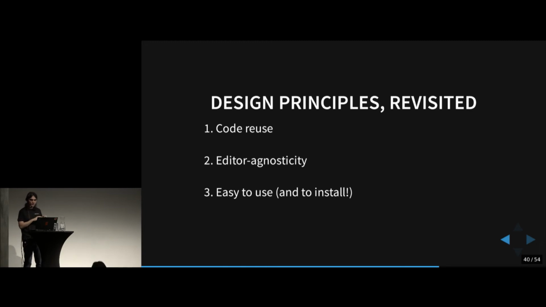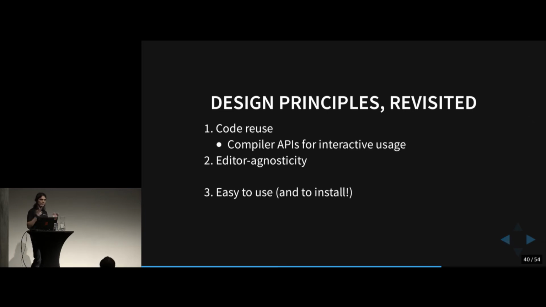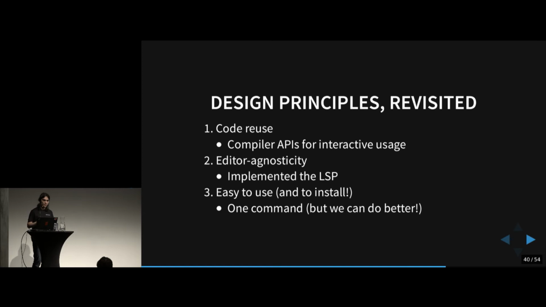To revisit the principles I just outlined, we want code reuse. We achieve that by basically having APIs built into the compiler for interactive usage, and most of them are a thin layer on top of the compiler itself. We want editor agnosticity, so we implement the LSP, and we want things to be easy to use, so we have an SBT plugin, which you need to use Dotty anyway, and one command, launch IDE, that just starts everything for you. But we can do better. We want 0 commands.